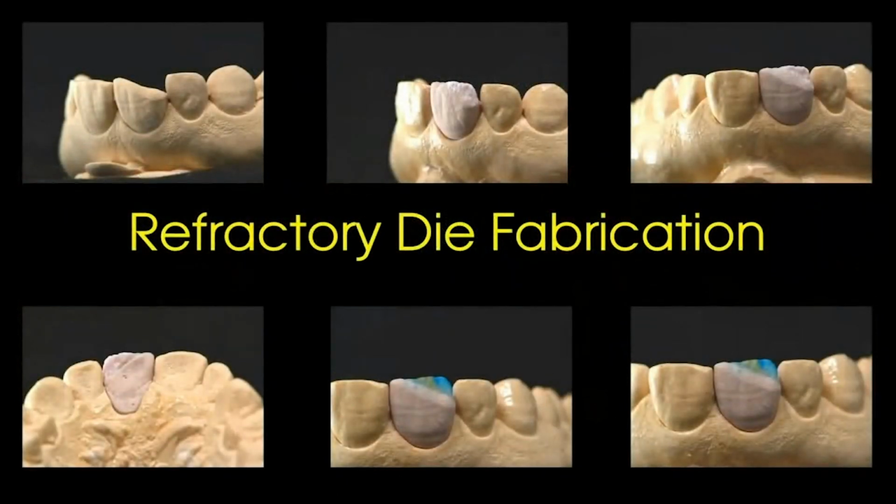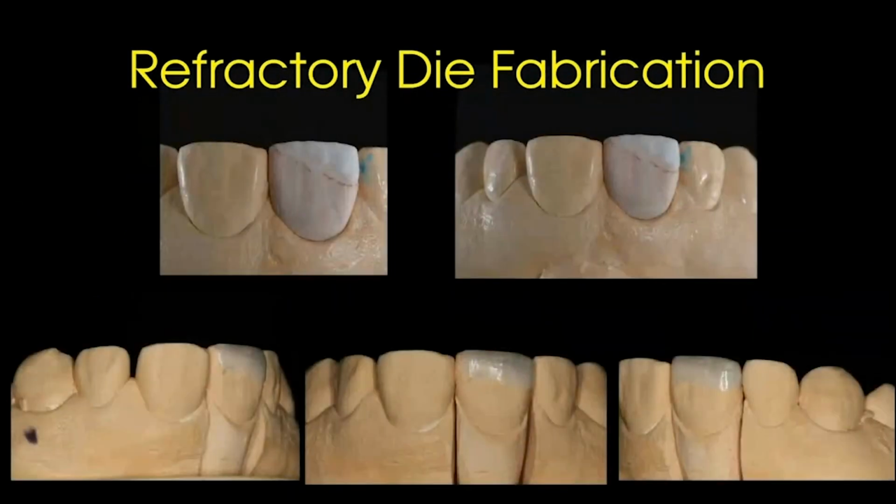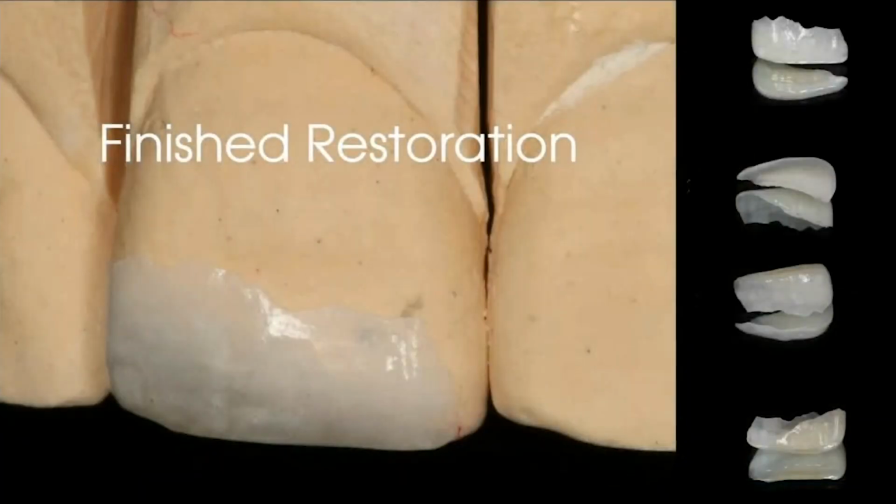This was done on a refractory die by my lab, with powder liquid feldspathic porcelain, and you can see all the buildup and the steps to create this partial, this class 4 in porcelain. The finished restoration is tiny. I think it's more like a third of a tooth, to be honest with you, but it was great.